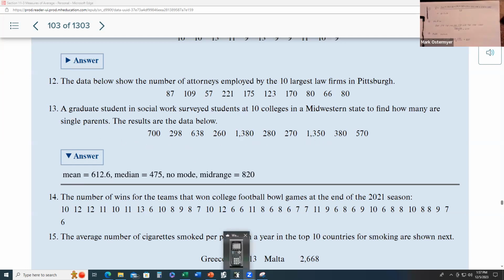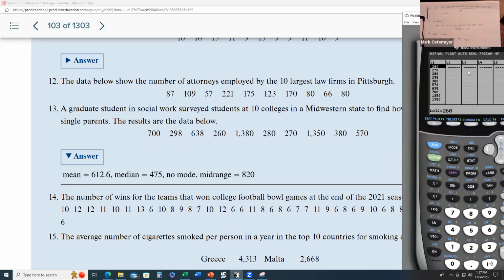Now, let's see if I got them all in the data set here. 260, 270, 280, 298, 385, 70, 638, 700, 1350, and 1380. I got what you got now. Got all that.